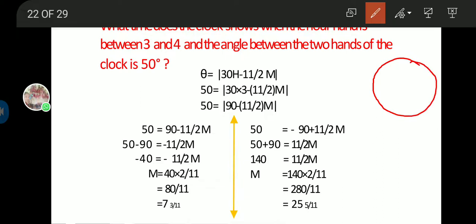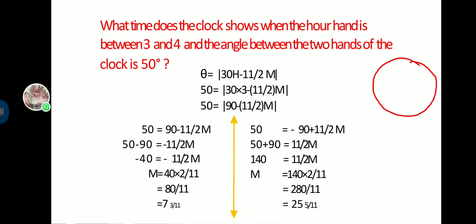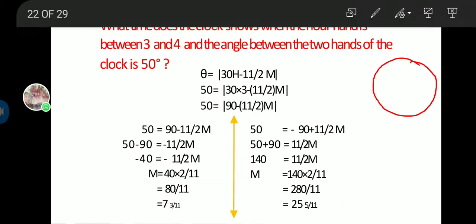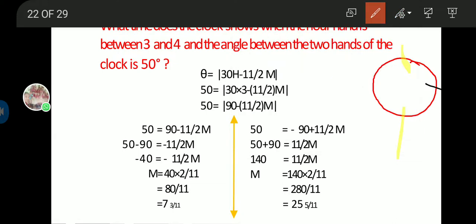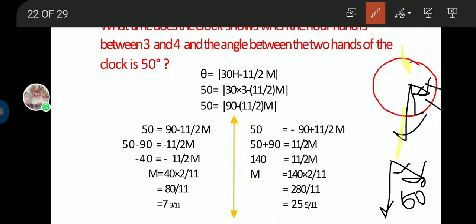What time does the clock show when the hour hand is between 3 and 4, and the angle between the two hands is 50 degrees? This is 12, and 3 and 4 are here. I'm drawing the clock here. This is the hour hand and this is the minute hand. What is the angle here? 50 degrees.